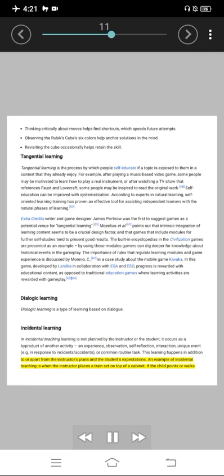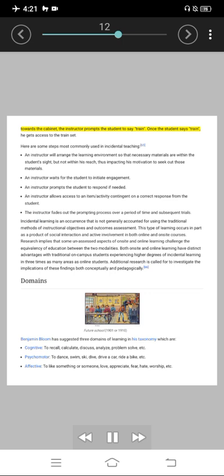An example of incidental teaching is when the instructor places a train set on top of a cabinet. If the child points or walks towards the cabinet, the instructor prompts the student to say, "train." Once the student says, "train," he gets access to the train set. Here are some steps most commonly used in incidental teaching.